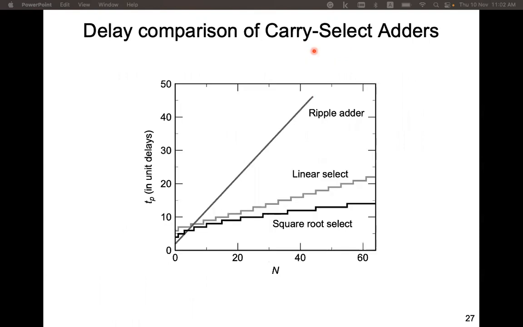This plot is a comparison of the delay for the ripple adder, linear carry slide adder, and square root carry slide adder. So for long big words, the carry slide adder offers much better performance than the ripple carry adder. And the square root carry slide adder offers a further advantage in terms of speed over the linear carry slide adder for long big words.